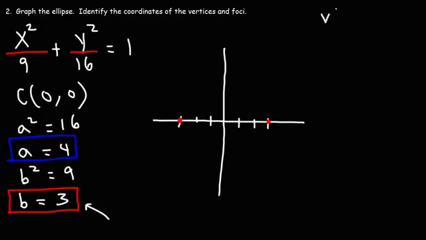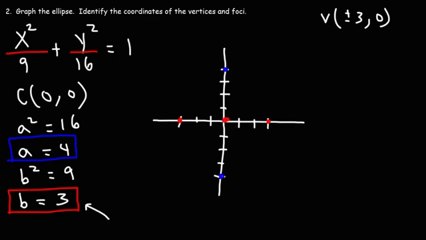So the coordinates of the minor vertices for this problem is plus or minus b comma 0. So that's plus or minus 3 comma 0. Now a is 4 and it's associated with y. A squared is under y squared, so a is going to be along the y-axis. So we're going to travel 4 units from the center and 4 units below the center. So the coordinates of the major vertices will be 0, 4 and 0, -4.